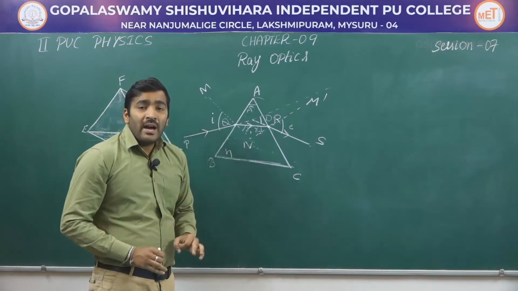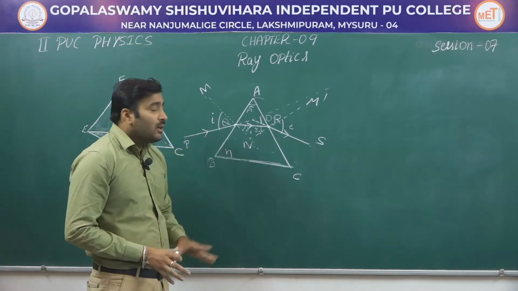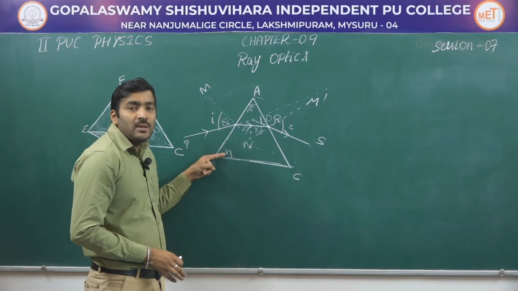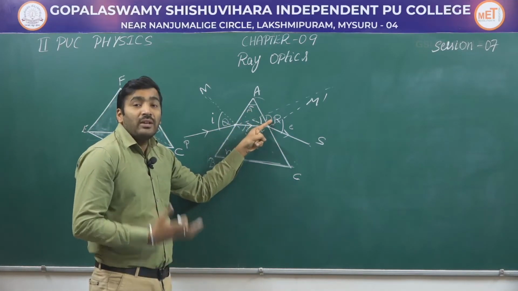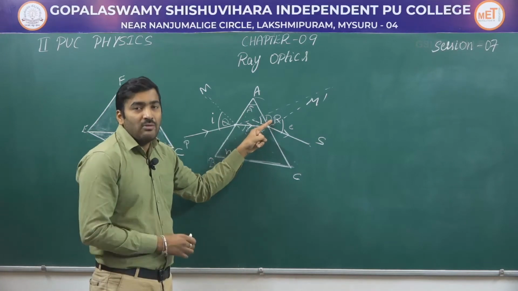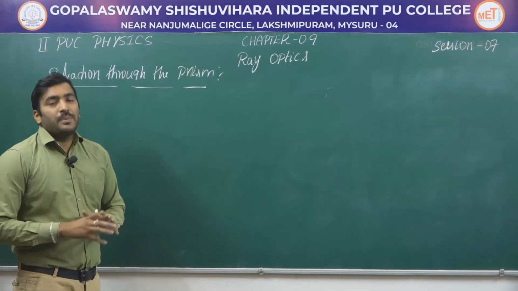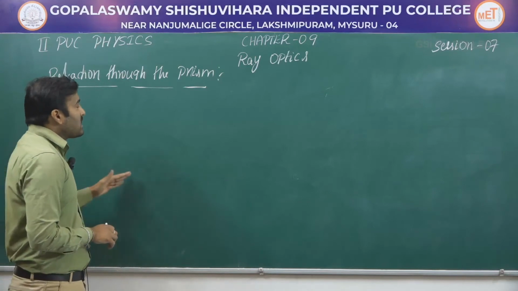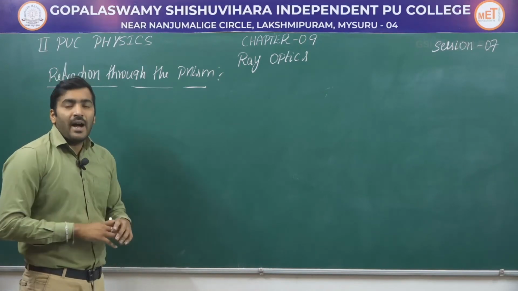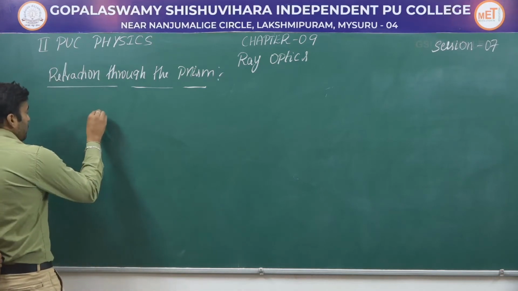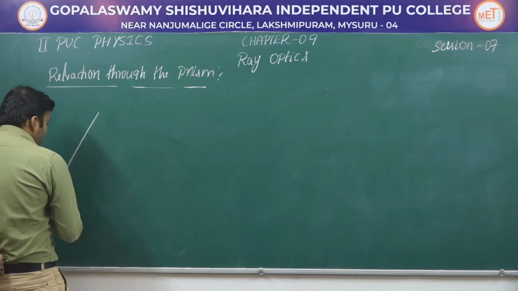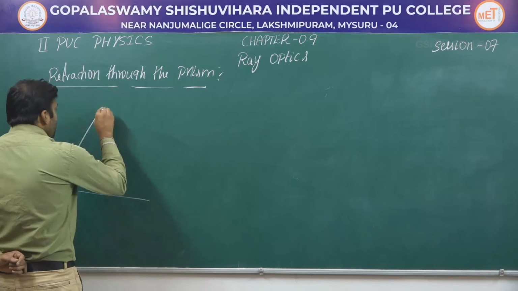We need to derive an expression which is relating the refractive index of the prism, angle of the prism and the amount of deviation or angle of deviation produced. So, for this, let me consider a prism, a cross section of the prism.